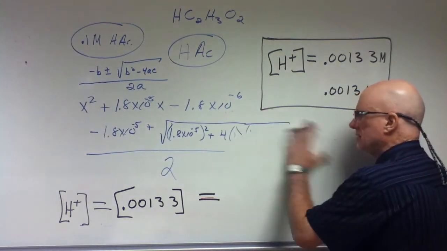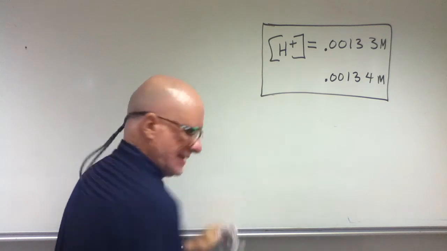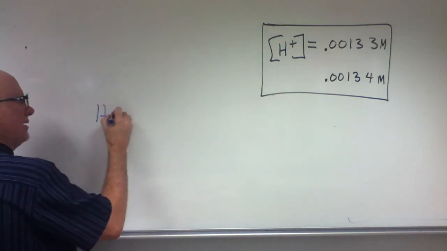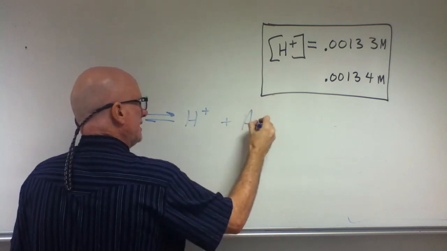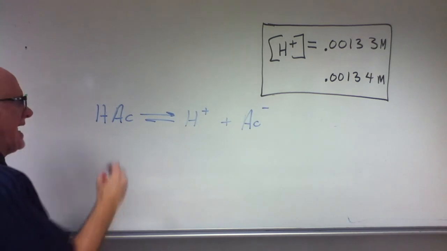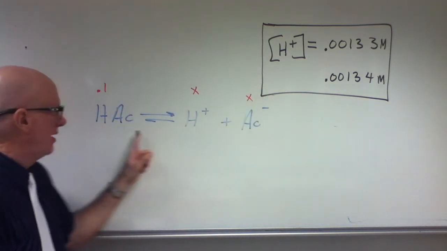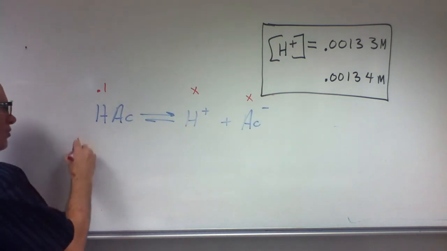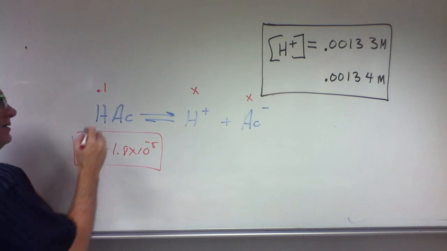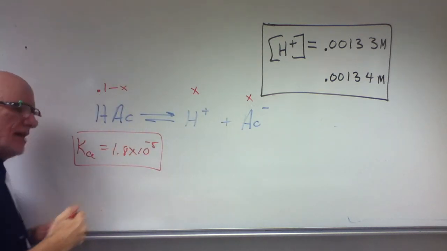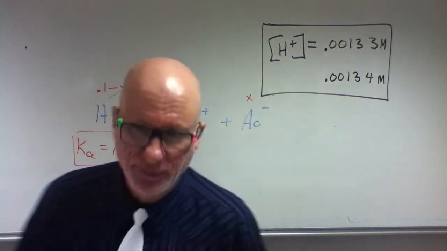So let me erase this. Remember what I said? I said HAc goes to H plus and Ac minus. If that's 0.1, and that's going to be X, and that's going to be X, is it important to know where those X's come from, right? It's going to dissociate at a small rate of 1.8 times 10 to the negative 5. Is it important to do that? The answer here is no. You don't have to really do that. You can say it's negligible.